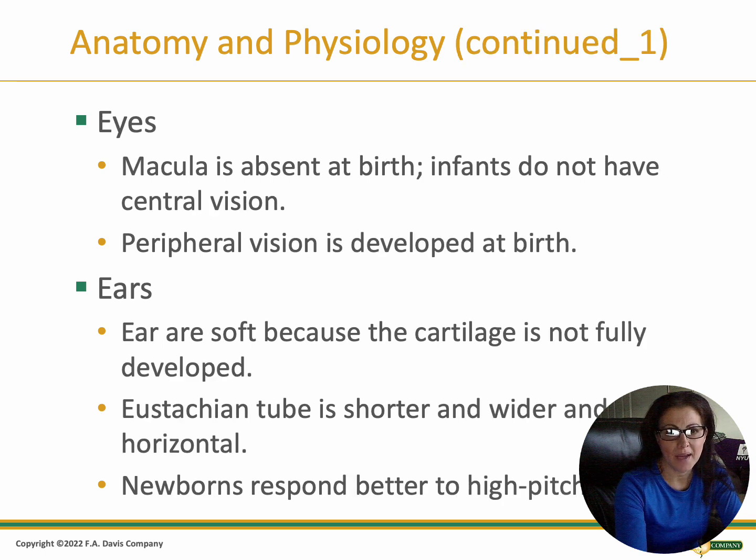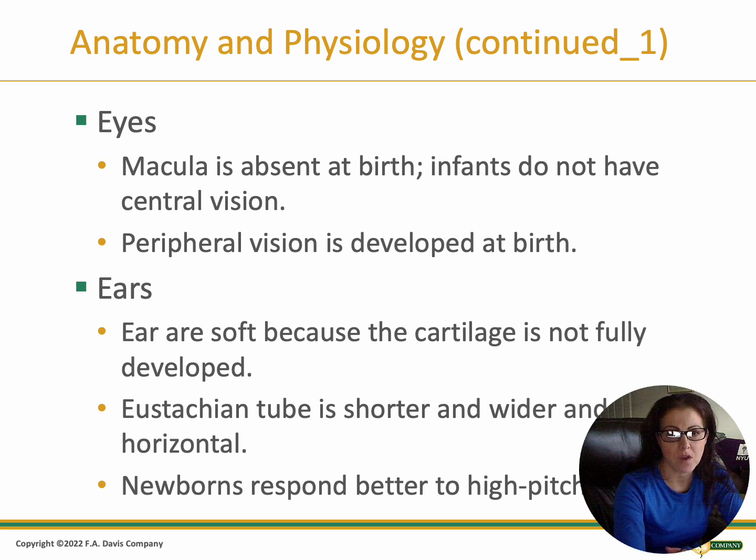The eyes: the macula is absent at birth. Infants really don't have central vision. Their vision is really blurry and they can see up to about 6 inches. Peripheral vision is developed at birth, but again, their vision is very fuzzy beyond 6 inches out.